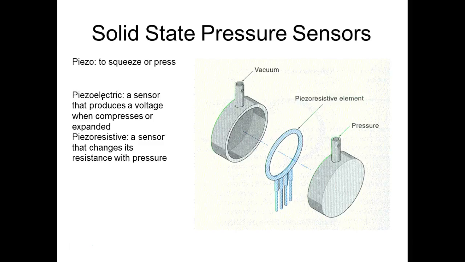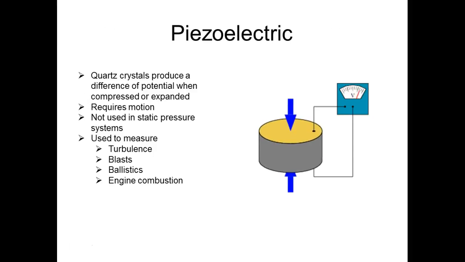We don't use piezoelectric to measure pressure. We use it to measure pressure changes. And that's what they're showing us here. So anytime you take this piezoelectric crystal and you expand it or retract it, it generates a voltage. But if we were to leave this stationary, then the output would be zero. That makes sense? Quartz crystals produce a difference of potential when compressed or expanded. It requires motion, not using static pressure systems.